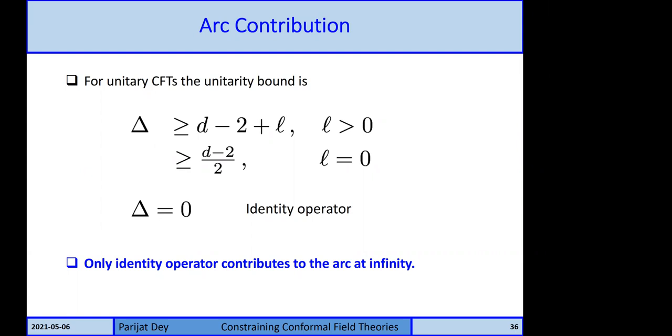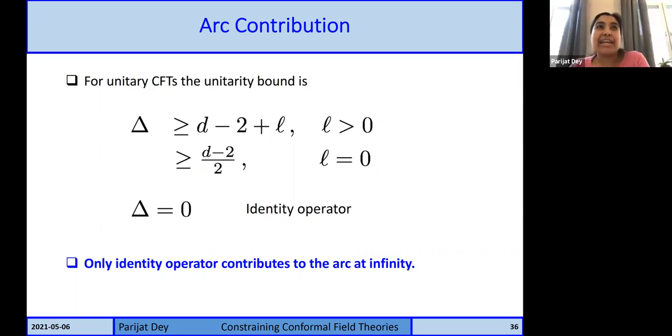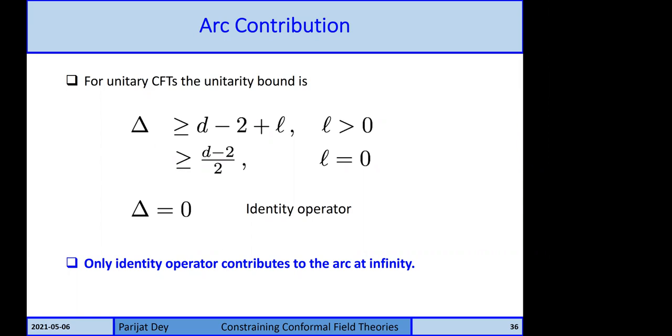But even then, if D is 2, all the spinless operators will contribute, and you have to evaluate it for all these spinless operators. So this is a more robust statement that you're assuming D greater than 2. This is why you need to take D strictly greater than 2. Good.